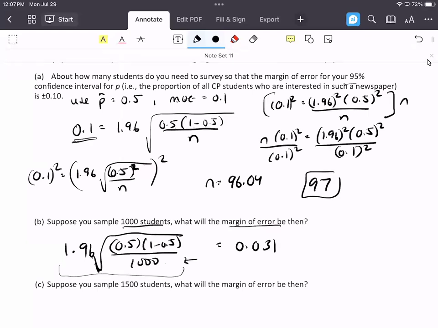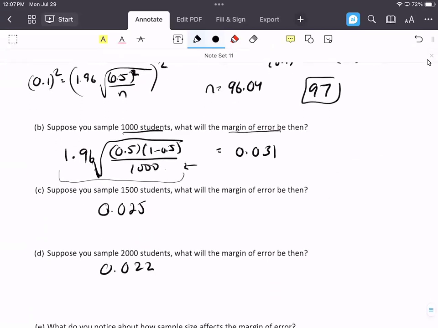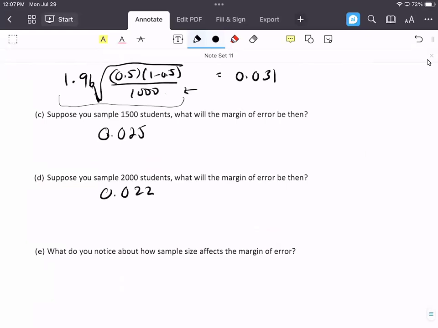What if we sampled 1,500 students? I'll leave you to the calculation, but it ends up being 0.025 as the margin of error. What if we do 2,000 students? Well, the margin of error goes down to 0.022. So my margin of error is decreasing. So what do we notice about how sample size affects the margin of error? Well, as n goes up, margin of error goes down.